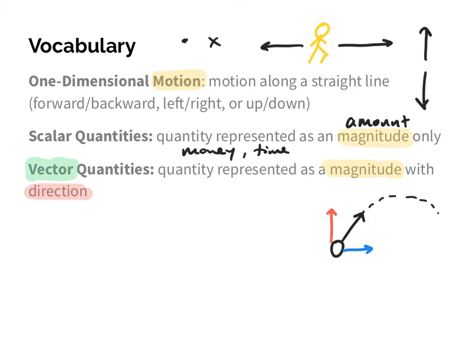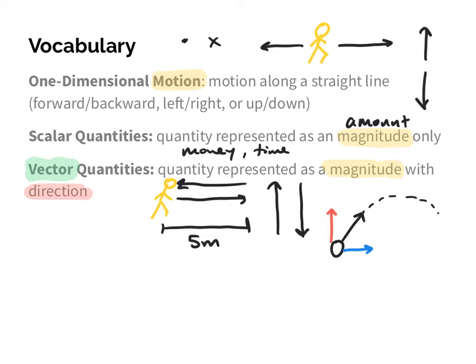So for example, if I talk about this person that I had before that's going for a little run, that person can move. Let's say that he moves a distance of 5 meters. He can move 5 meters to the right. He can move 5 meters to the left. He could move 5 meters up. He could move 5 meters down. So because he's moving a distance of 5 meters, and we can also indicate the direction in which he moves, that would be considered a vector quantity. So there are some things that we attach only the amount to, but there are other things that we'll throw direction on as well.